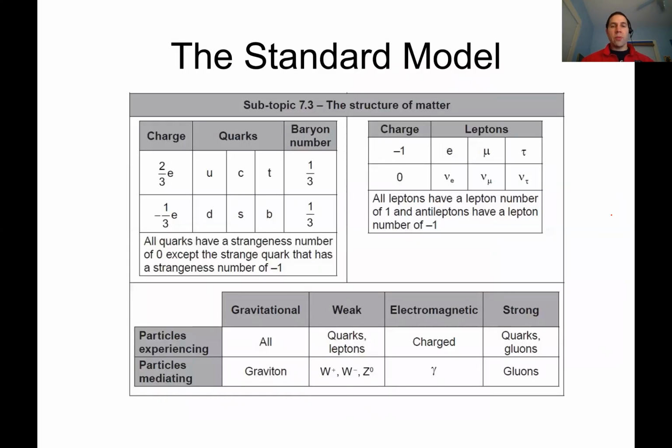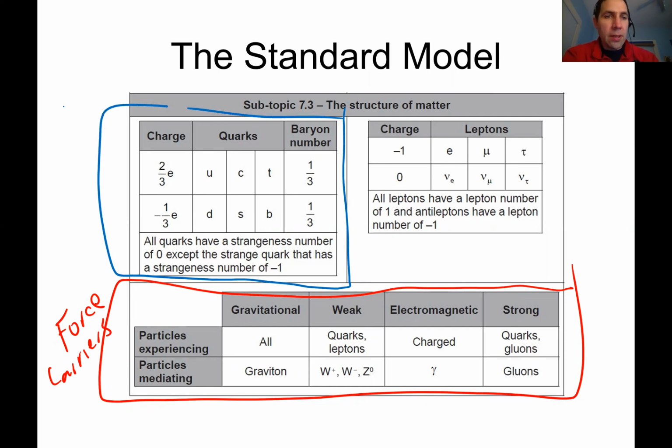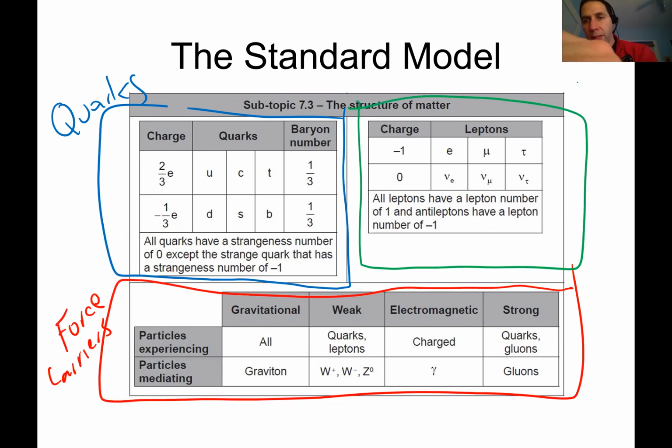Now, right away, I just want to make sure we understand what's going on here. Force carriers are in red, so let me use red. You should be marking this up. The force carrier information provided is down here. So these are force carriers. The quarks are in blue, so in blue, I'm just going to highlight the section of information that your data booklet has about quarks. That's right here. And then finally, the leptons, we used green, so let's use green as well. Leptons over here. This is the information about leptons.